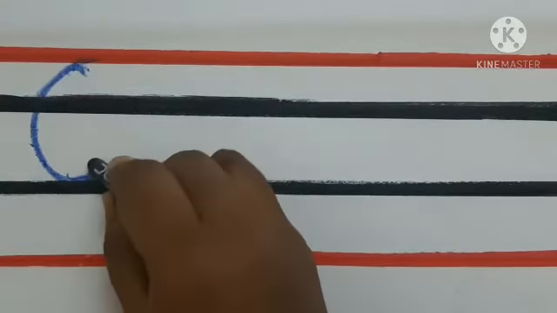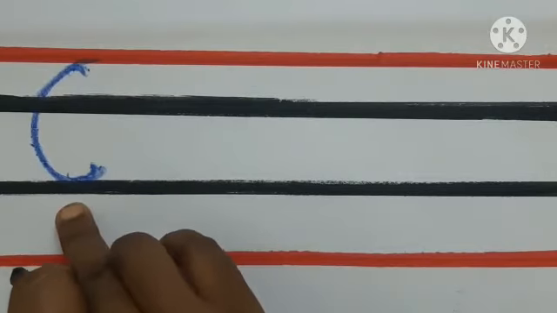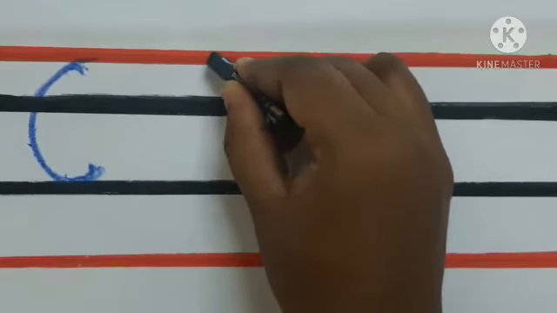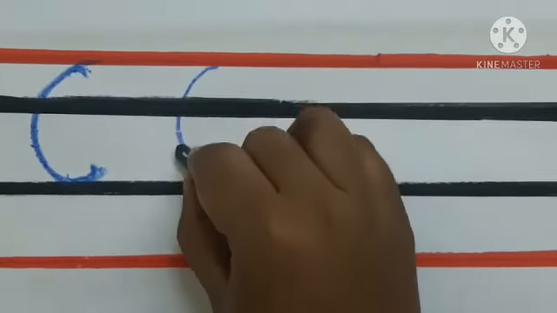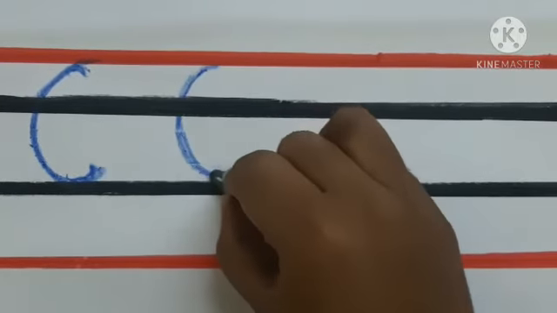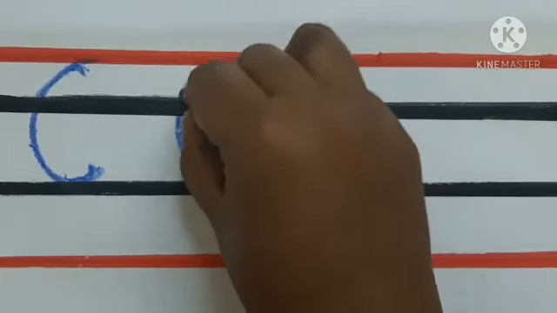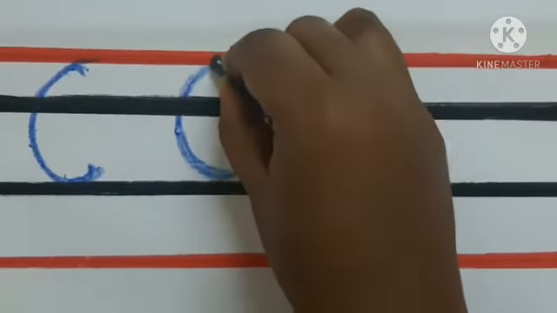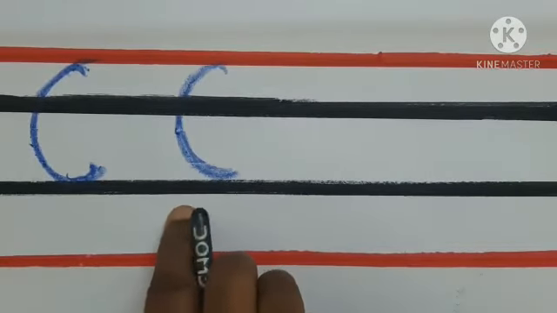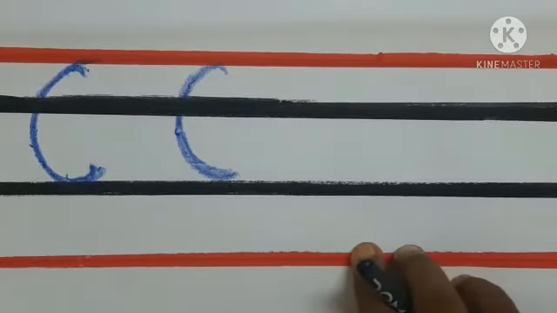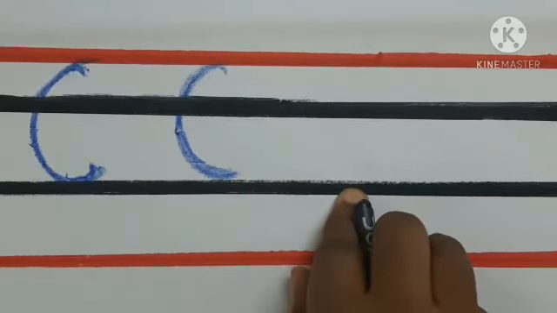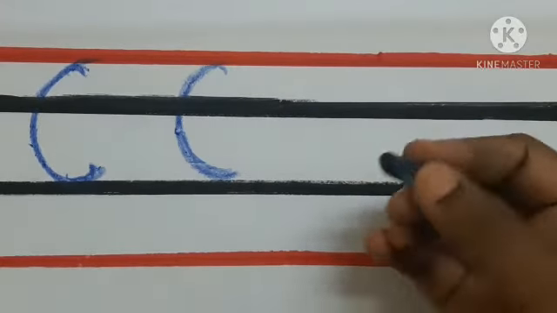What is this letter, children? This is letter C. Write one more letter here. Can you write? Write an open curve right here to form letter C. C says k. Here I'm going to write. What comes after C? D. Can you write the letter?